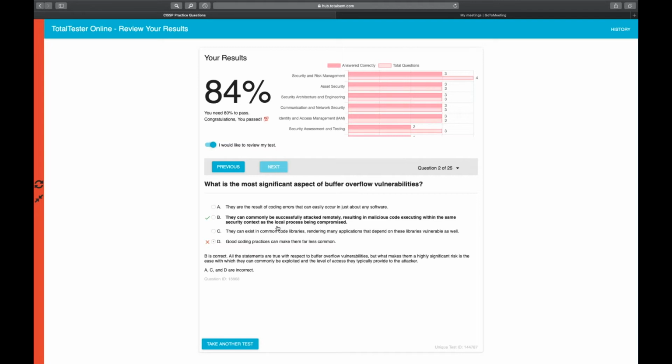What makes them a highly significant risk is the ease with which they can commonly be exploited and the level of access they typically provide to an attacker. I guess that speaks to the fact that they're doing it remotely.